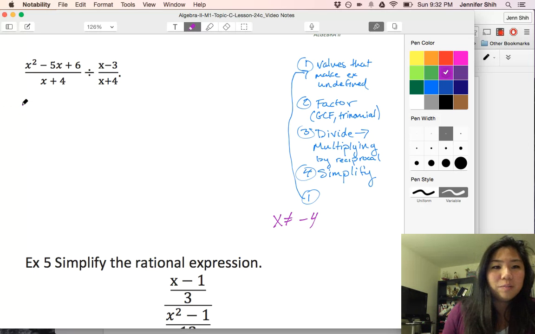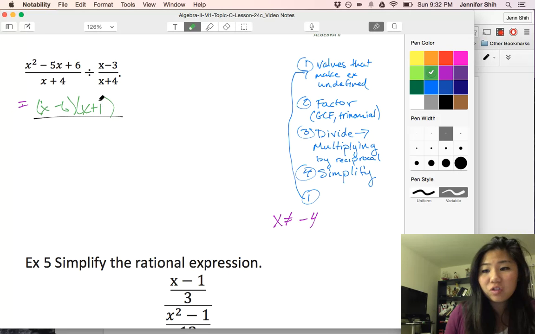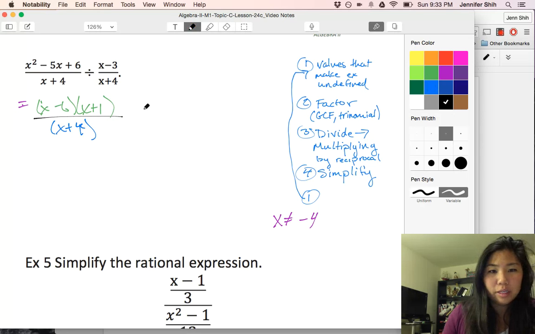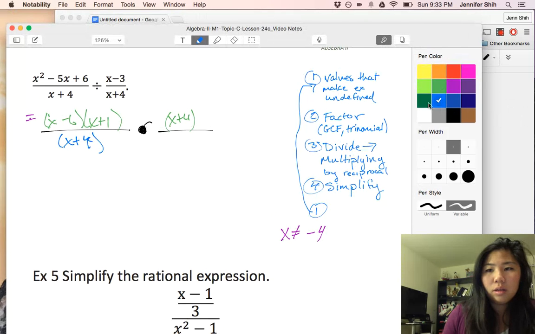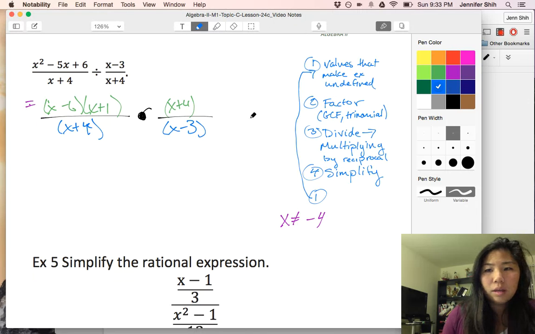Okay, now let's factor. I'm going to draw a fraction bar. I'm going to write x minus 6 and x plus 1. I'm using mental math to factor this trinomial into two binomials. And then I have x plus 4 in the denominator. I'm going to multiply it by the reciprocal of my divisor, which is now going to be x plus 4 over x minus 3.